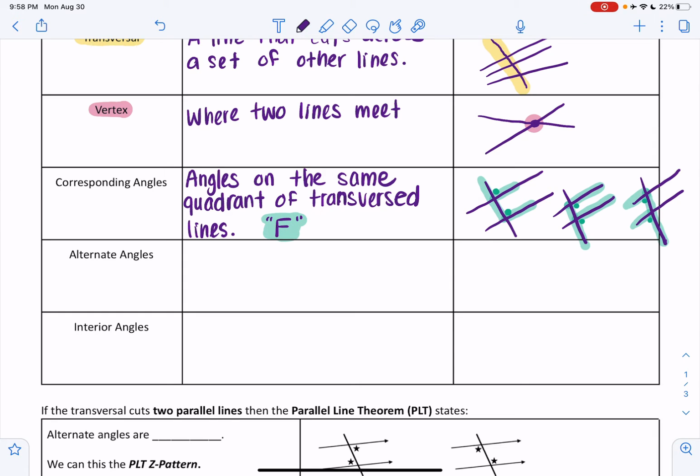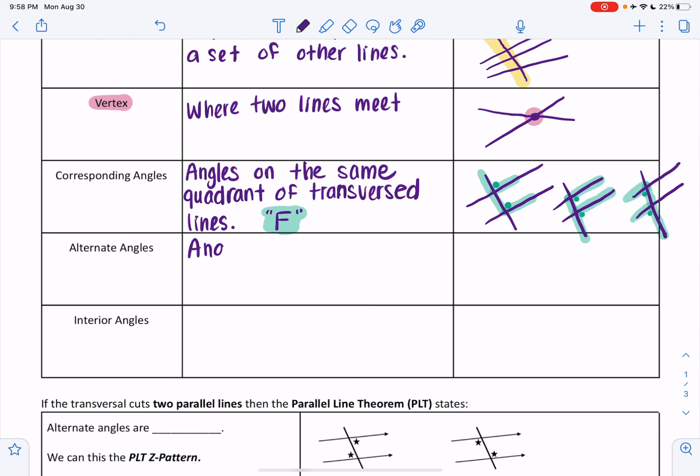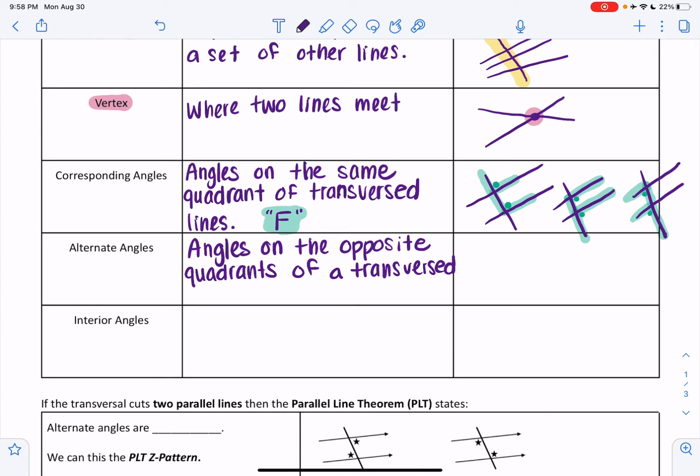So for our alternate angles, we have angles on the opposite quadrants of a transverse line. So I'll show you what I mean. Again, we have this transverse line. So I have my two lines, and then I have to have the transversal running through it.